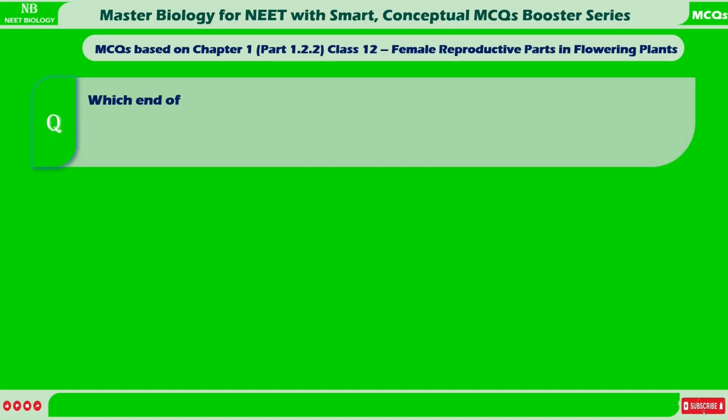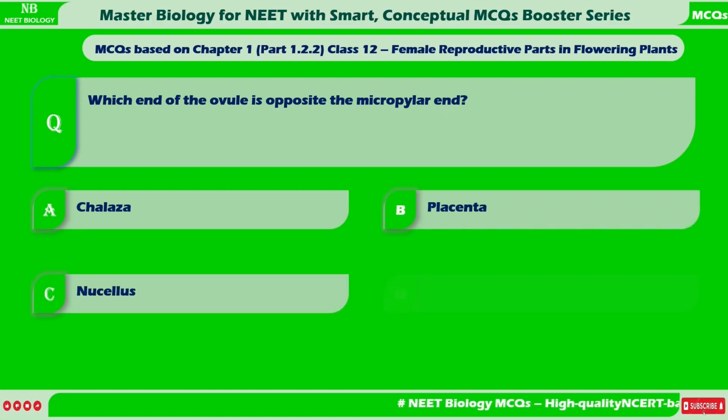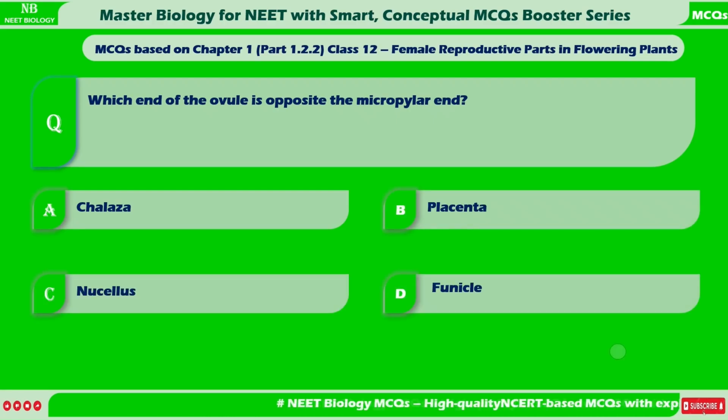Which end of the ovule is opposite the micropylar end? A. Chalaza. B. Placenta. C. Nucellus. D. Funicle.